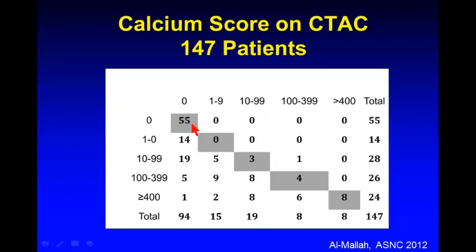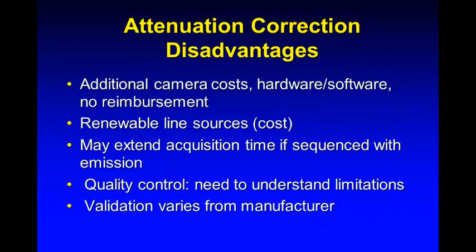So it looks like if you want to get a calcium score, you're not going to be able to do it just from the attenuation correction, and you're going to require a dedicated calcium score, which is about 0.7 millisievert. But I think it is worth it for these patients.